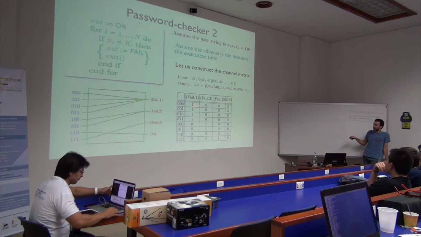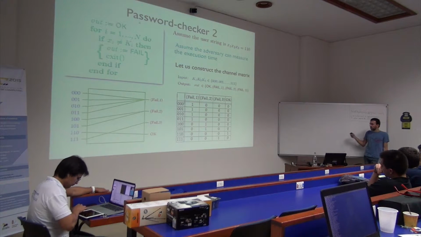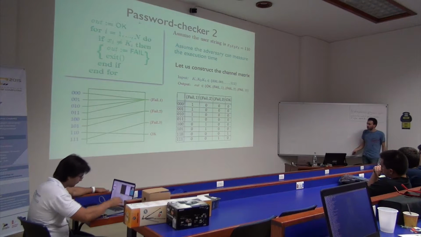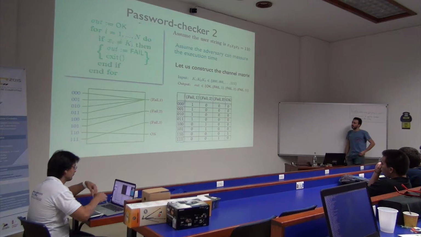And now the channel is bigger because we have more observations, and again it's deterministic, so these four secrets are mapped to 1 observation, 2 secrets are mapped to this observation, 1 to another, and so on. So it's a slightly more complicated channel, but still.